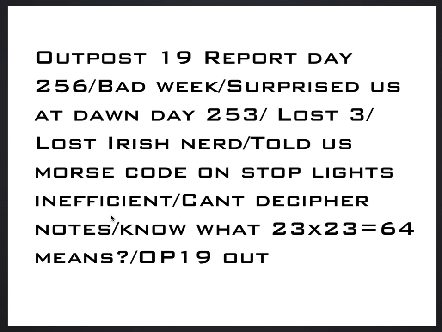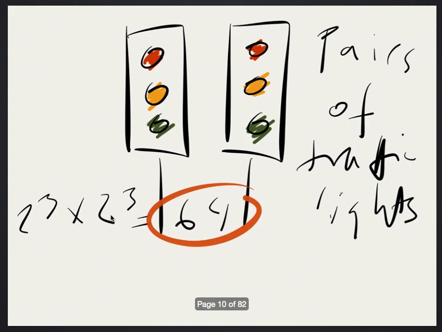We got this report here from Outpost 19. They had an Irish computing student, but he was lost in the latest zombie attack. He had been working on a new way of doing it. They had been using Morse code, because some of them were ex-military, so they were flipping the lights on and off using Morse code. But he was saying that's really inefficient, and there's a much better way. He was working on that, but then he got killed, as happens in zombie apocalypses. They could see from his notes that he had 23 times 23 equals 64, and that was the key to it. There's a pair of lights on the end of town, and that's all they have, his notes.